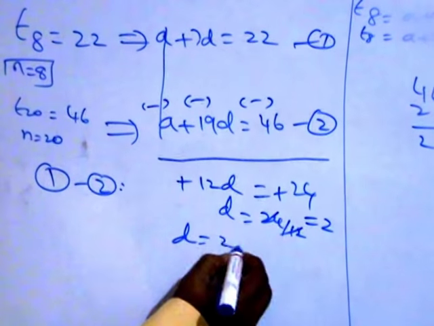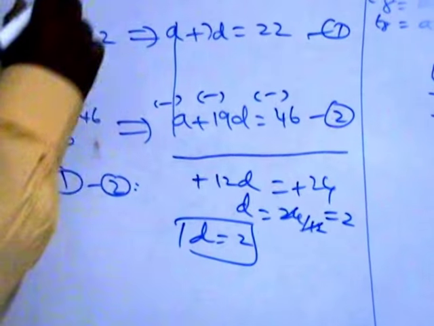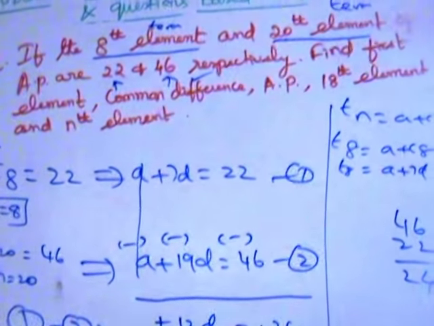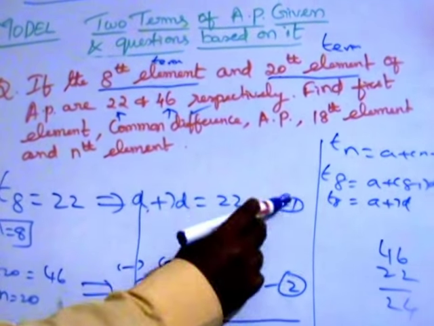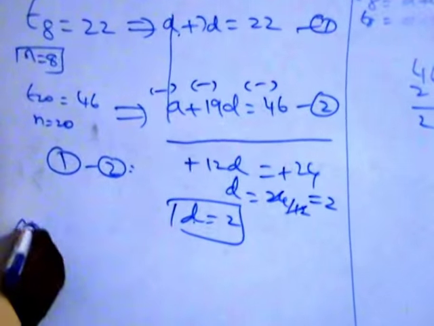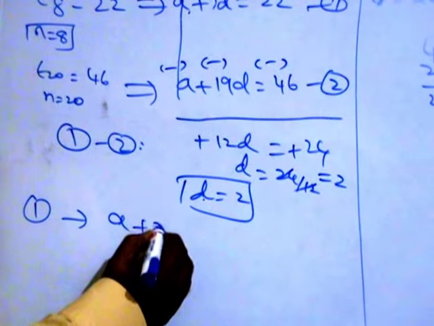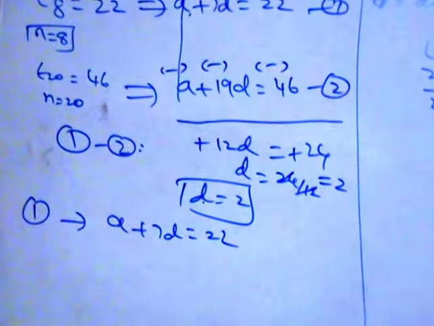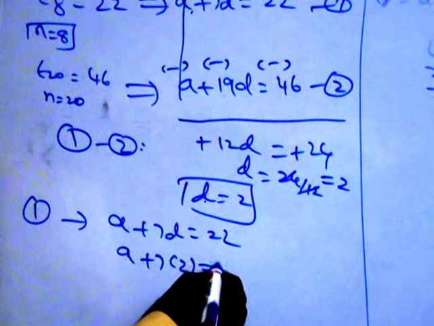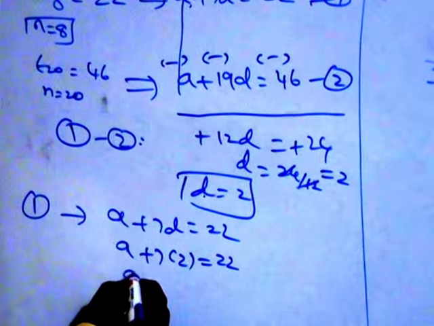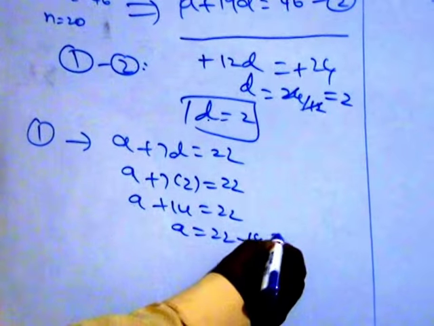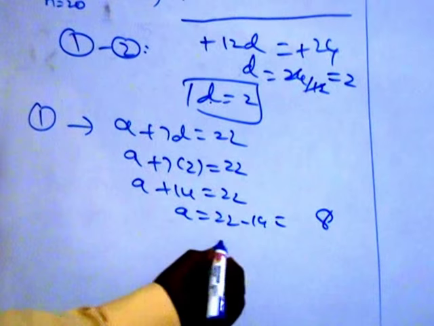The common difference is nothing but 2. The common difference, we wanted it, we got it first. Next we want the first element a. D equal to 2, you can substitute in equation 1 or 2. 1 is better because in 2 you change the signs. So I take equation 1, it says a plus 7d is equal to 22. A we have to find out, plus 7 into d, which is 2, equal to 22. You get a plus 14 equal to 22. A equal to 22 minus 14, which is 8. The first term is 8.